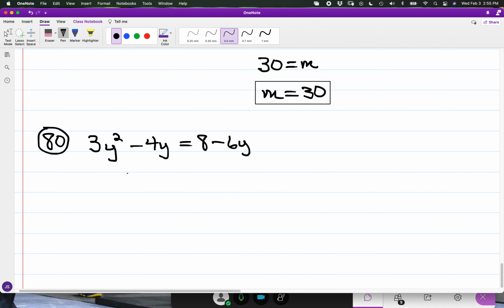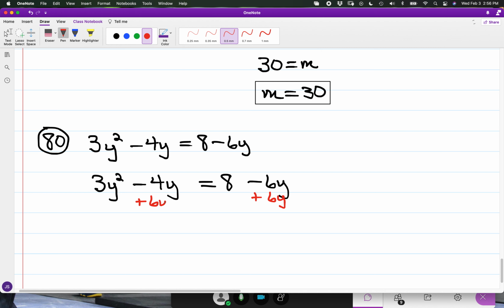Okay, so you have a quadratic equation, and we don't have this one in standard form yet. Let's say that we have the highest degree term to be 3y squared. And because 3y squared is on the left, I'm going to set the right hand side equal to 0. So I'm going to move the 8 and the 6y over.